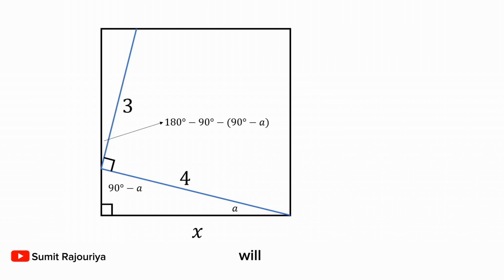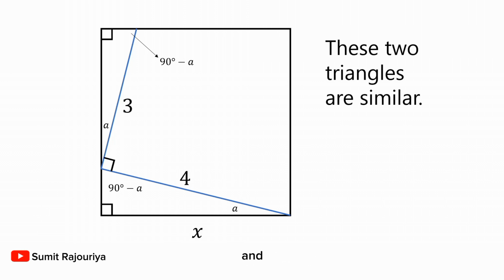So this angle will be 180 degrees minus the 90 degrees for the right angle minus the other angle, which is 90 degrees minus A. When we simplify this, we just get A degrees. Now we have a right angle here in this corner of the square, so the final angle in this triangle will be 90 degrees minus A. We can see that corresponding angles of these two triangles are equal, and therefore these two triangles are similar.